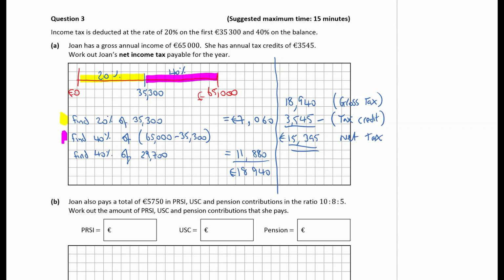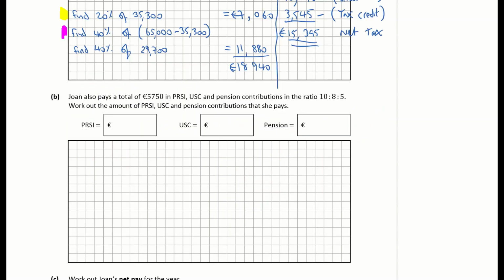Looking at part B, Joanne also pays a total of 5,750 in PRSI, pay related social insurance, USC, universal social charge, and pension contributions in a ratio of 10:8:5. So from the 5,750, we need to work out the amount of PRSI, USC, and pension contributions that she will pay. So it's basically a ratios question, and to use our ratios, we need to add them together, 10 plus 8 plus 5, so that's my first step. That's getting me 23. So Joanne's wages, or her taxes here, are going to be broken into 23 portions.